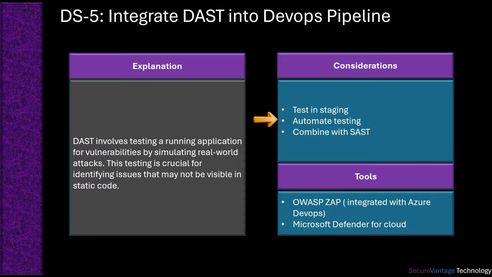You can run DAST on a staging environment that mirrors production. You also integrate DAST tools into the CI/CD pipeline to test with every deployment. You can use both SAST and DAST for comprehensive security coverage. From a tools perspective, you can use OWASP ZAP, an open source tool that can be integrated into Azure DevOps for DAST. Microsoft Defender for Cloud provides security posture management and advanced threat protection across your workloads.